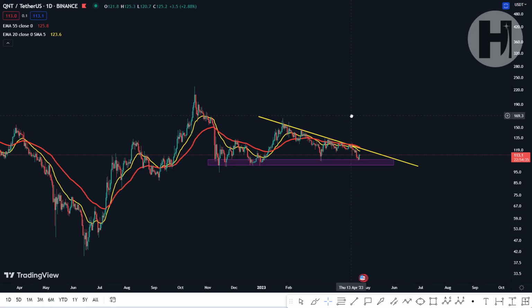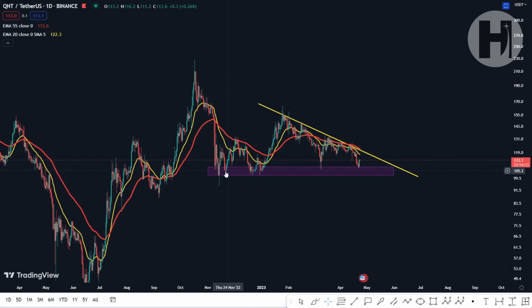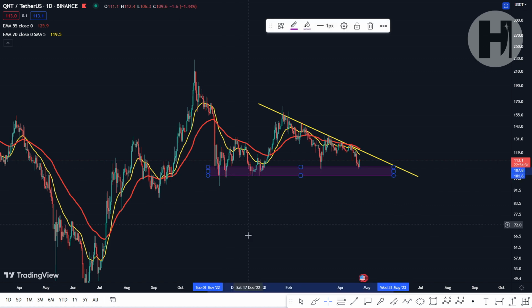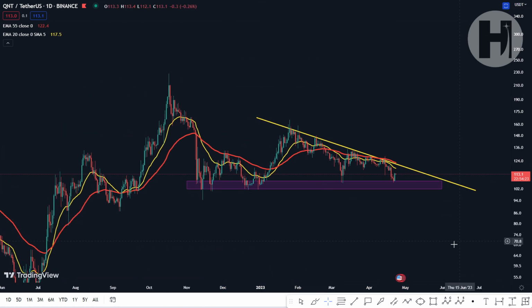Taking a look at the daily chart, as you can see immediately, we have a support block over here. So this one is set up between $107.80 down to $101.60. So this is based off of all of these local lows that we printed since November of 2022.